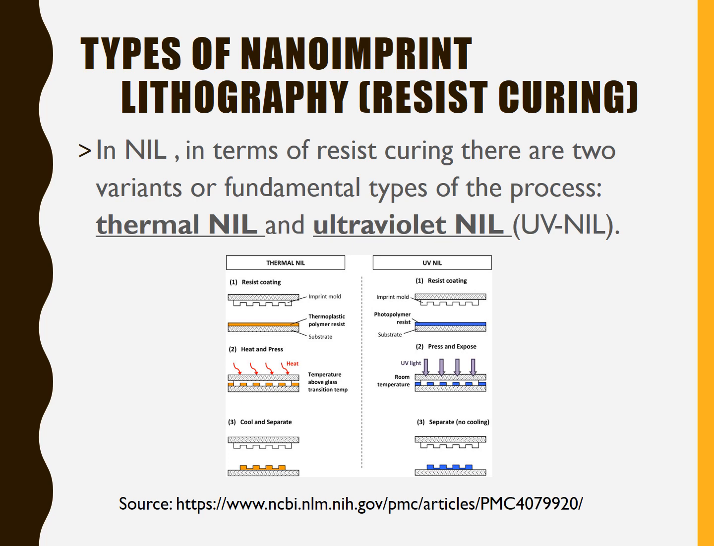In ultraviolet NIL, UV NIL, you have that same imprint mold, but now instead of using a thermoplastic polymer resist, you will be using a photopolymer resist. You press it, and instead of putting some heat into it, you expose it to ultraviolet light. And that's all done at room temperature. After that, you don't need to let it cool or anything. You just separate it, and that's it.